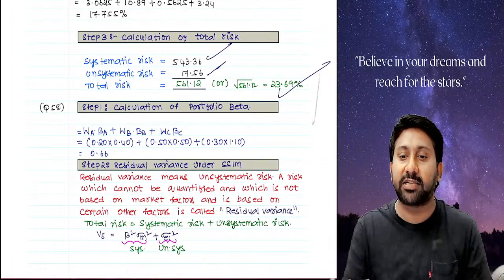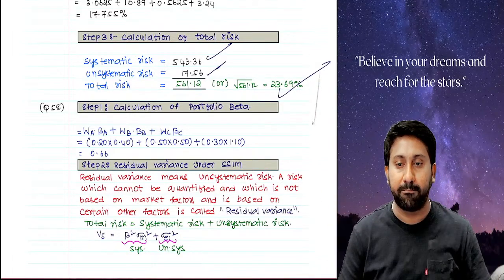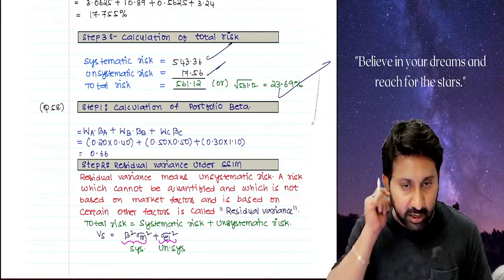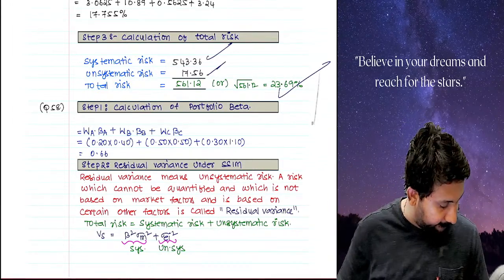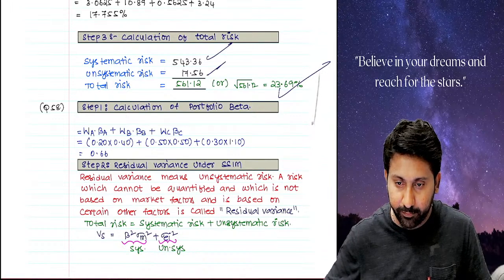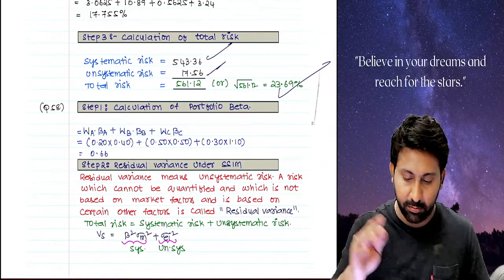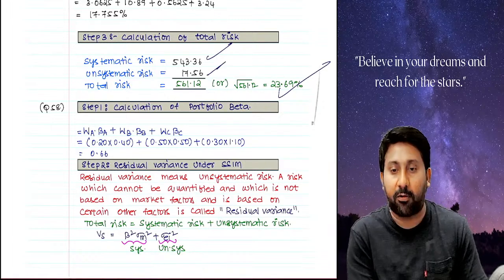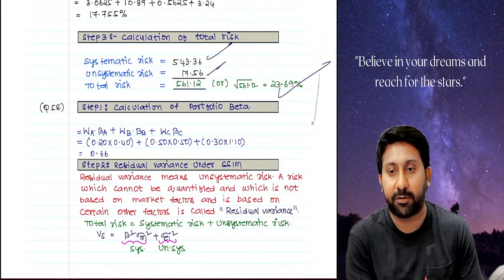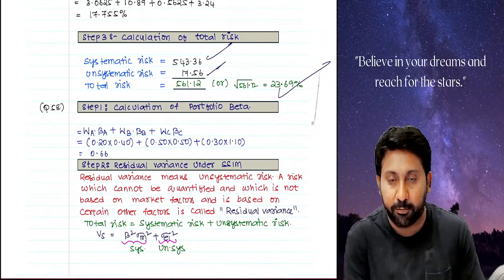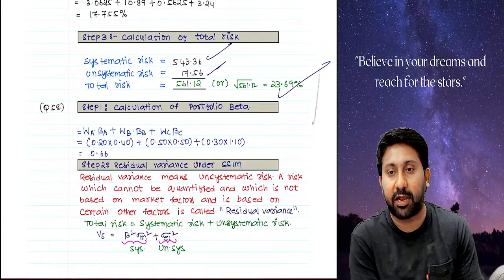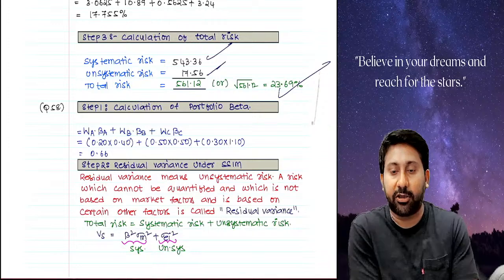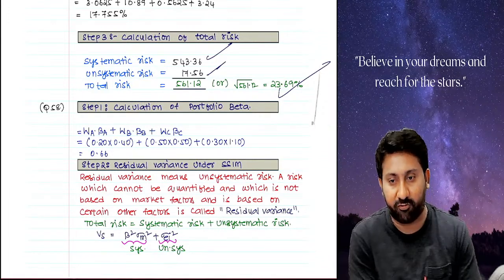Everyone in the class, please confirm, have you all understood up to here clearly? So as fast as possible, I have completed three very important chapters: security analysis, security valuation, and portfolio theories. All the three chapters will come for a minimum of 25 to 30 marks in the exam.